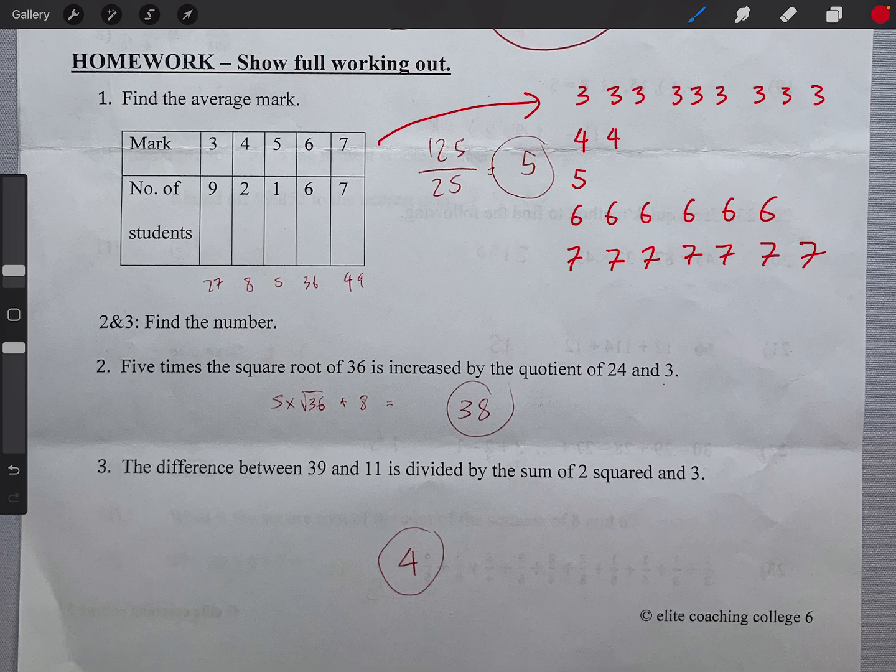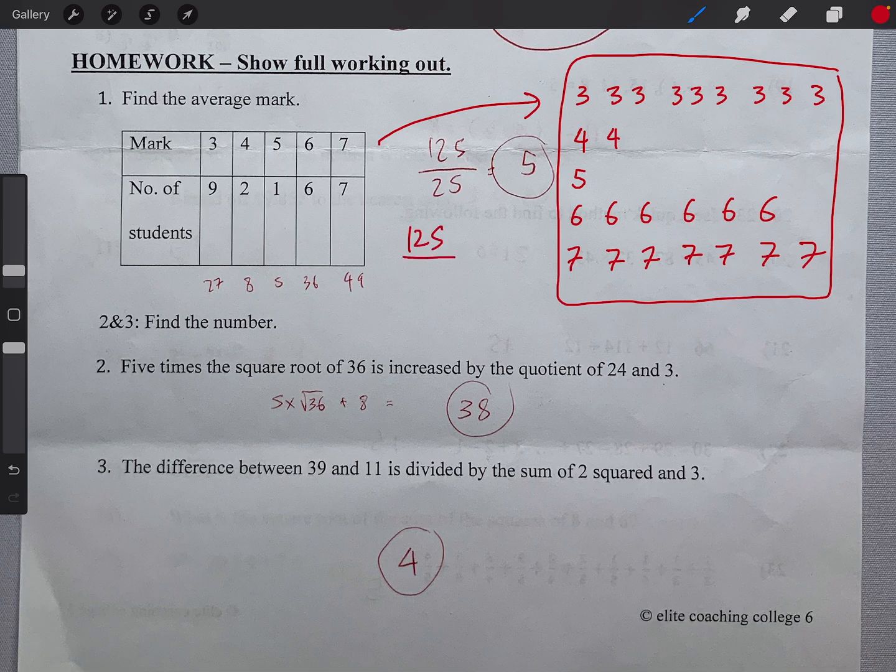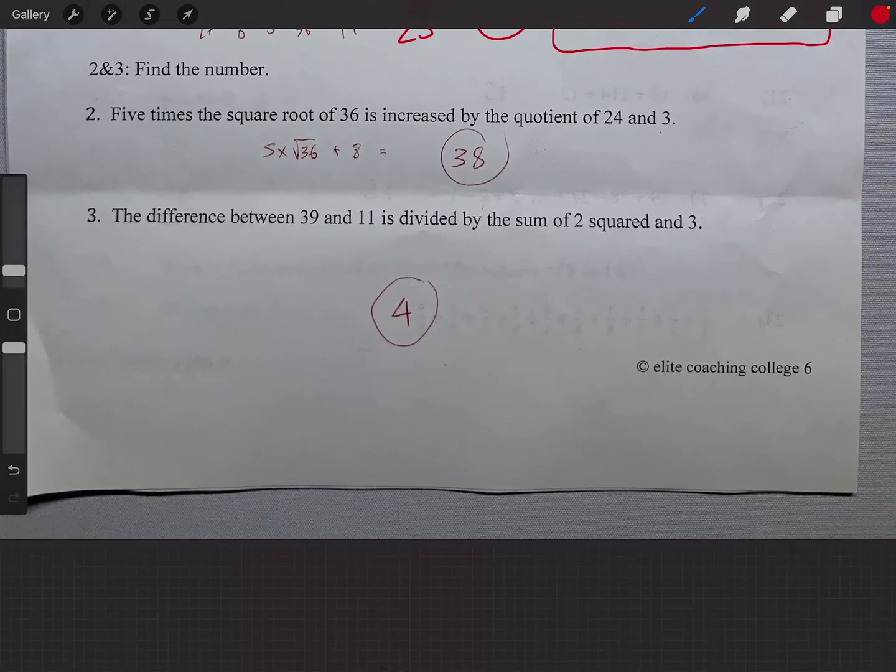To find the average mark, we have to add all this up to find the sum. So we add them all up, that'll be 125, divided by how many people there are. Always count. There's 1 person, 2 people, 3, 4, all the way here, and you see there's 25 people. 125 divided by 25 is 5. The average mark is 5. Done. Question 2. 5 times the square root of 36 is increased by the quotient of 24 and 3.